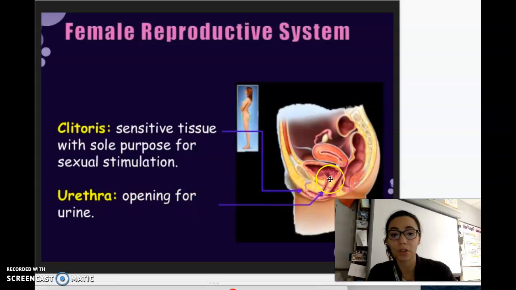And then the urethra is also down there. That's the opening for urine, right? So we've got the urinary bladder here. Urine comes out the urethra. Baby comes out the vagina. So they're close to each other, sometimes mistaken, but important to differentiate.